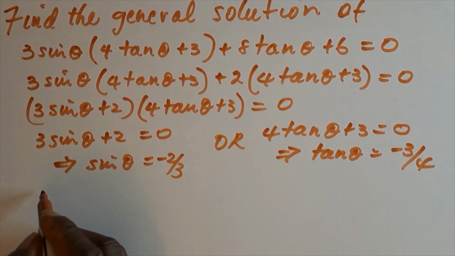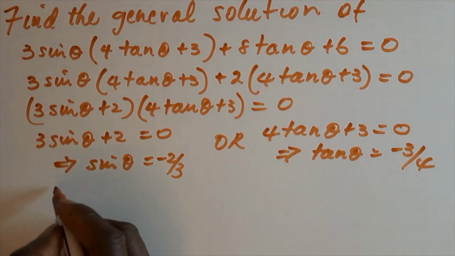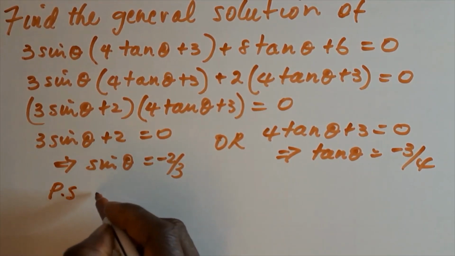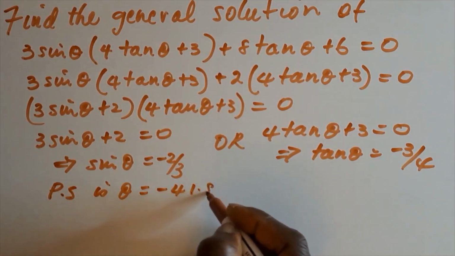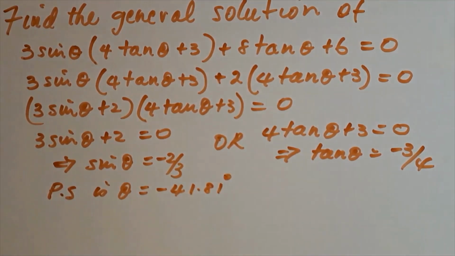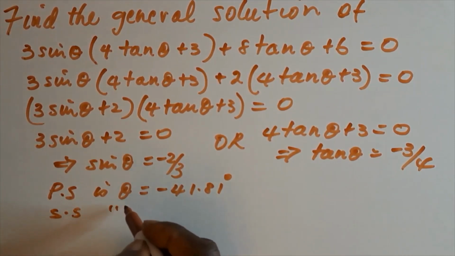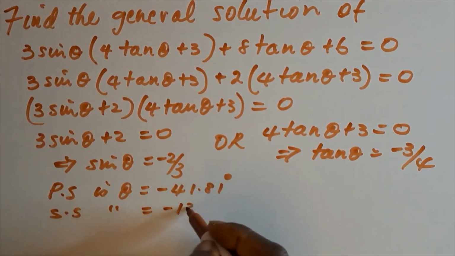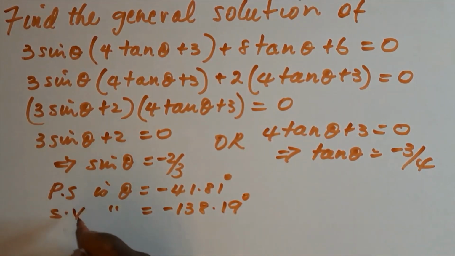So using a calculator you can find the sine inverse of minus 2 over 3, and you'll get that your principal solution is theta is equal to minus 41.81 degrees. And your secondary value or secondary solution is equal to minus 138.19 degrees. Right, this is secondary value.